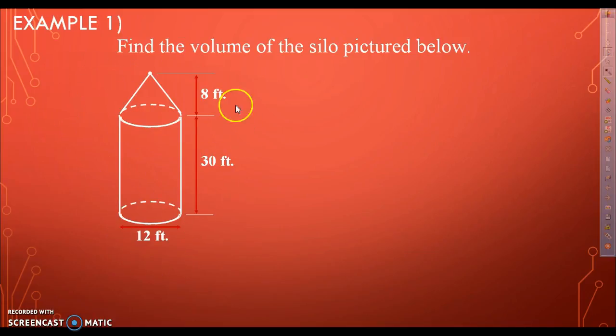So right here is a figure of our silo. When working with composite figures, you want to identify what figures are contained within this composite figure. So straight away, I can see two different figures. First off, we have a cylinder right here. And on top of that cylinder, we do have a cone. So to find the volume of this silo, we're going to add the volume of a cylinder and the volume of a cone.